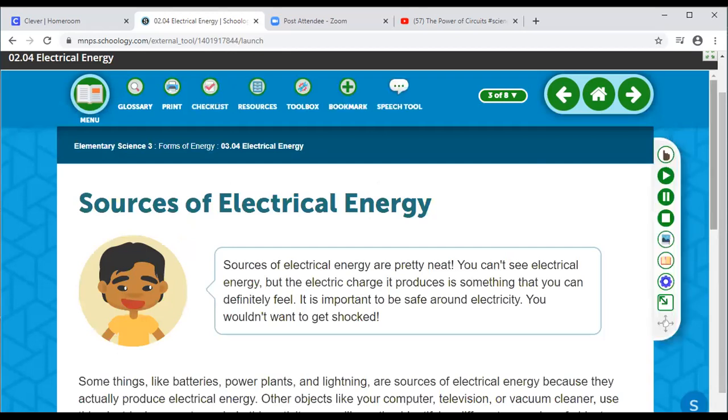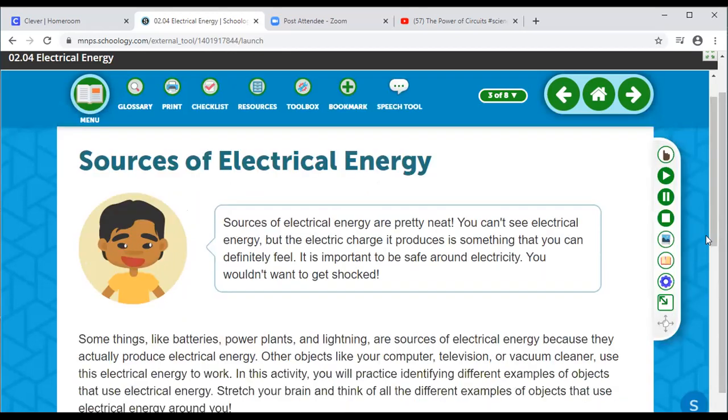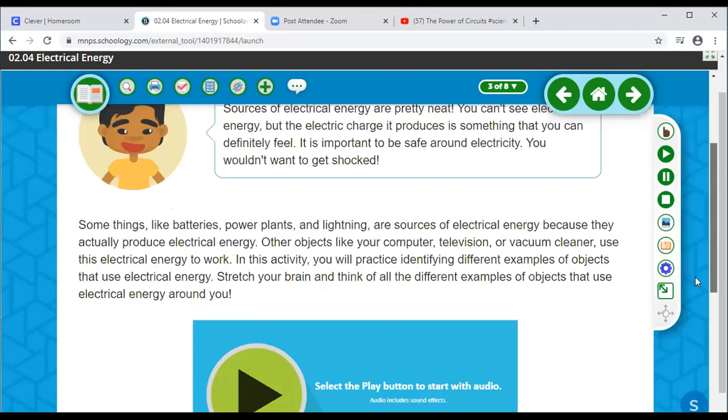Sources of electrical energy are pretty neat. You can't see the electrical energy, but the electric charge it produces is something that you can definitely feel. It is important to be safe around electricity. You wouldn't want to get shocked. Some things like batteries, power plants, lightning, and other sources of electrical energy are sources of electrical energy because they actually produce electrical energy. Other objects like your computer, television, or vacuum cleaner use this electrical energy to work.